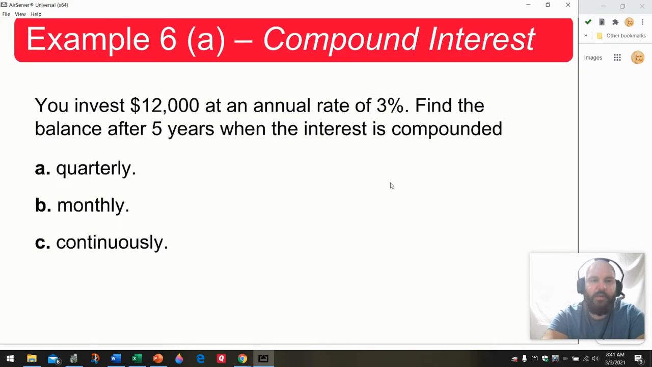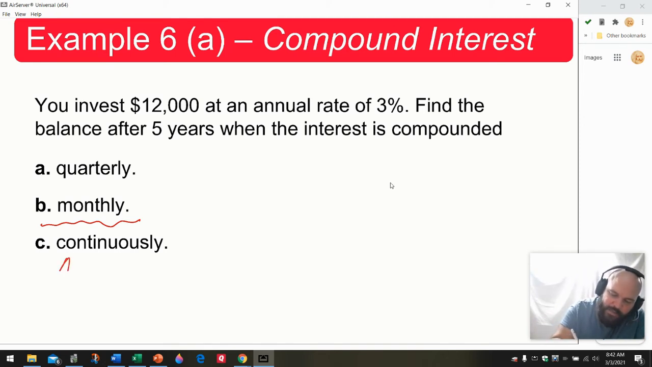So we have an example where it says you invest $12,000 at an annual interest rate of 3%. They want you to find the balance after 5 years when the interest is compounded, and then they give you three different scenarios. They want you to find the balance when it's compounded quarterly, and then monthly, and then continuously. So these first two are going to utilize that first formula that we had, and then the continuously is going to be the last one, the A part. So I'm actually going to start with the continuously one because I think it's the easiest.